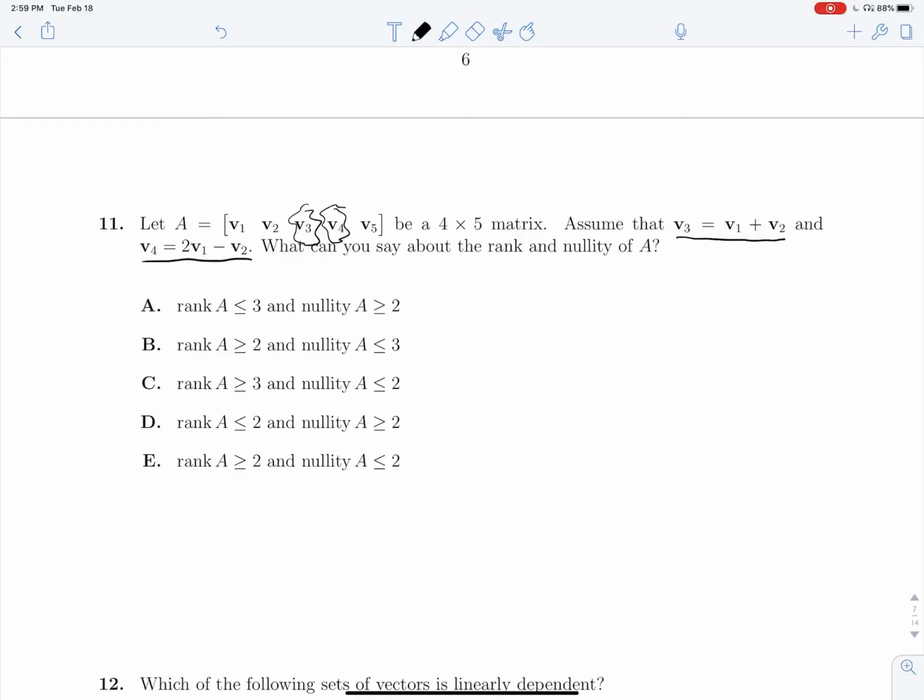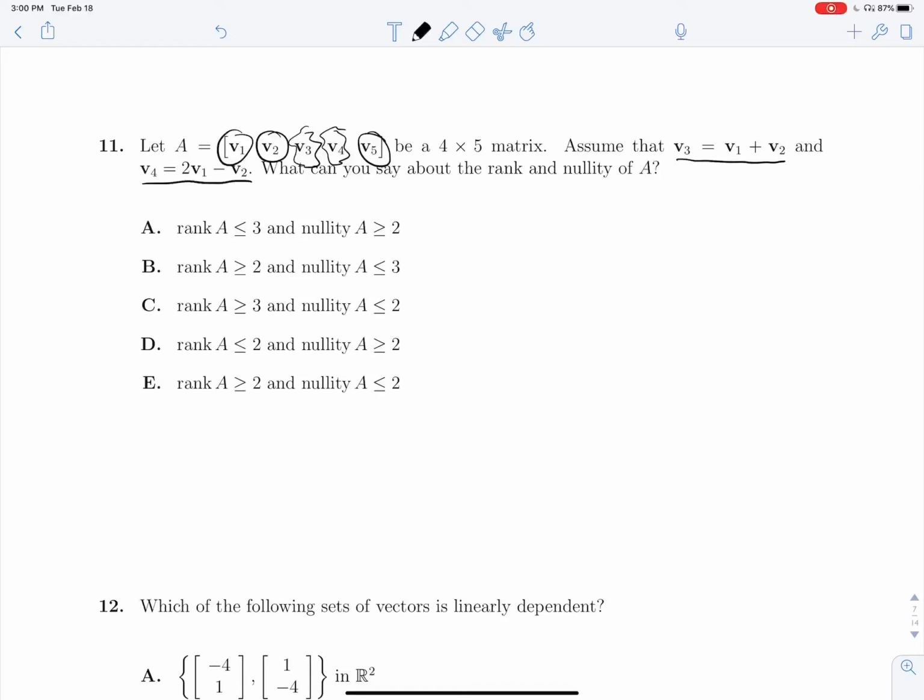And so we can take a look here and see that at most we will have 3 pivot positions, because at most these three rows can be linearly independent of each other. So rank has to be less than or equal to 3.